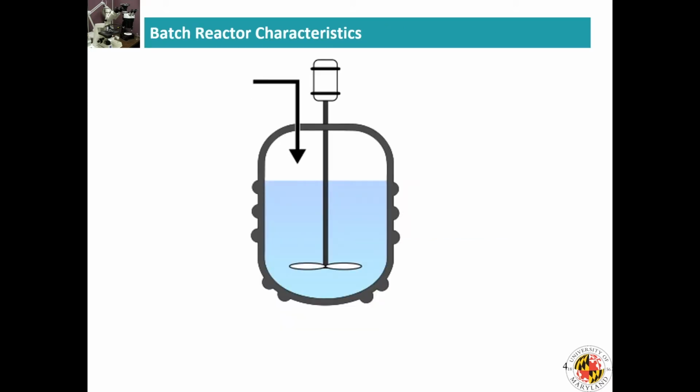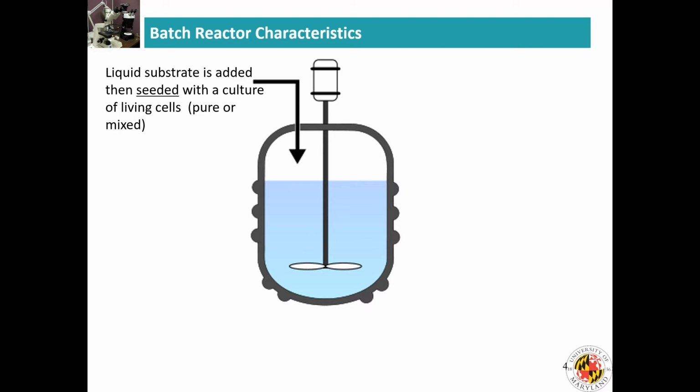Now let's take a look at the conditions and environments that these microorganisms can grow in. One of the simplest forms of these systems is a batch reactor. In a batch reactor, we usually don't have any inflow or outflow. So for growing microorganisms, we usually add a medium with substrates, and then we seed that with a culture of living cells. It can be pure or mixed culture, and then after seeding with the culture, basically it becomes a closed system.